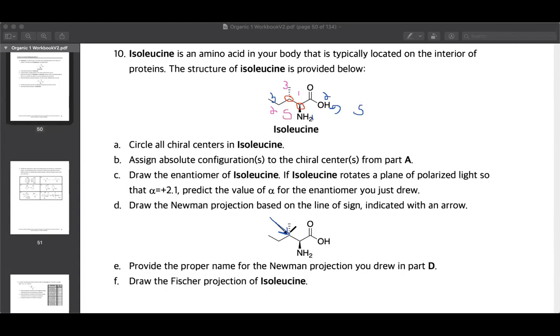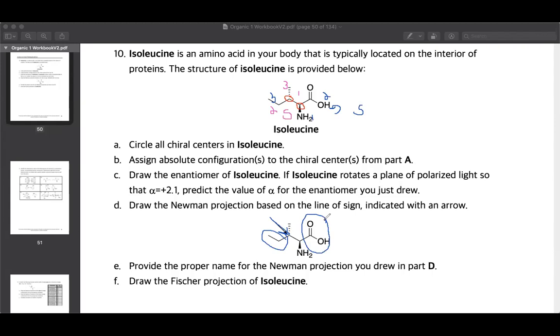And then E, provide the proper name for this Newman projection. Okay, on the front carbon, the biggest group is clearly this ethyl group. Let me just circle that. The front carbon, the ethyl group is the largest. And on the back carbon, the carboxylic acid is clearly the largest. So in our specific Newman projection, we see that those two largest groups are opposite each other, so this is clearly going to be called the anti conformation.